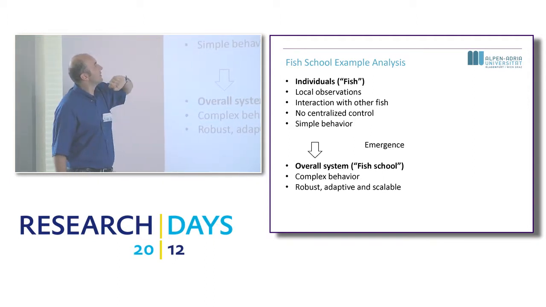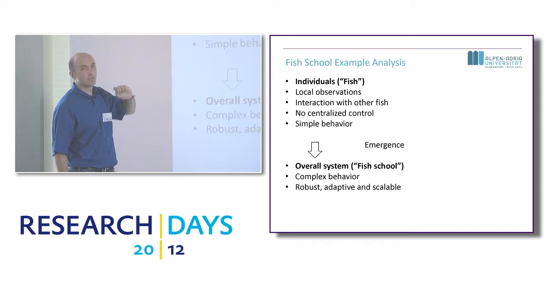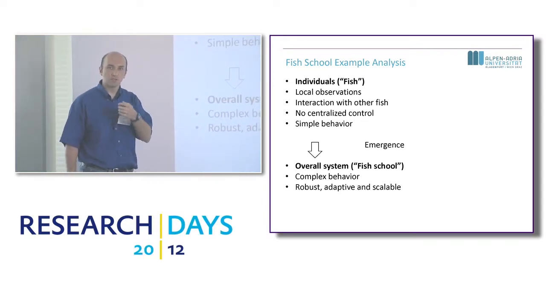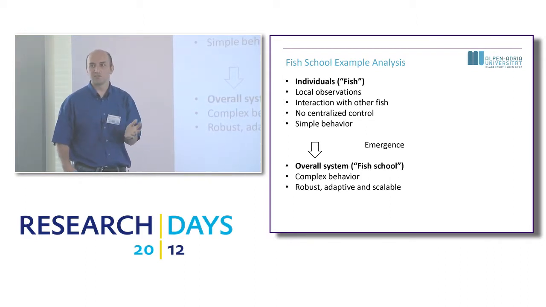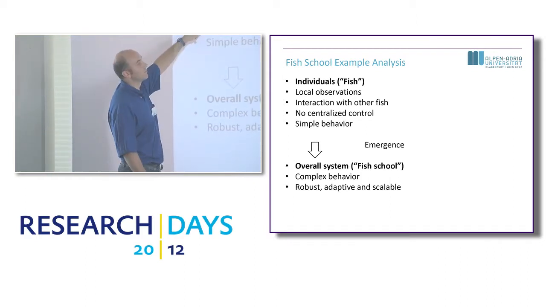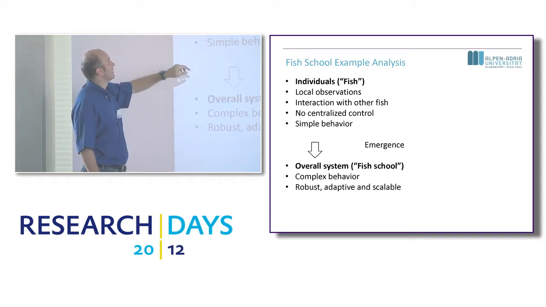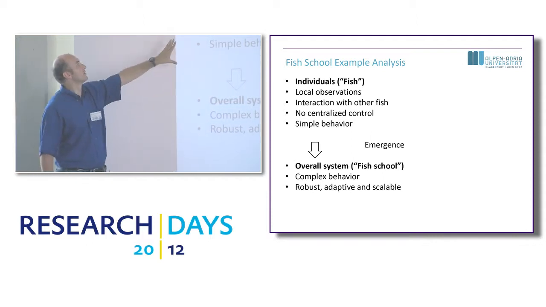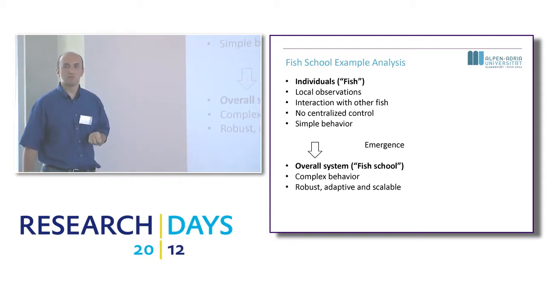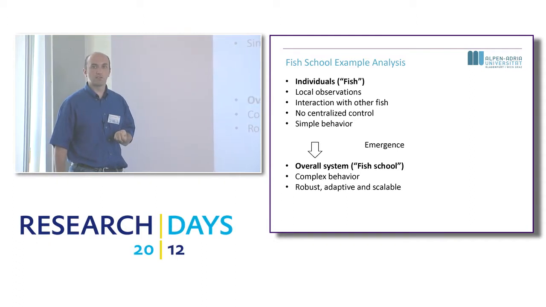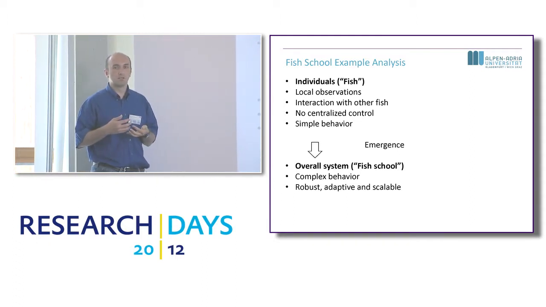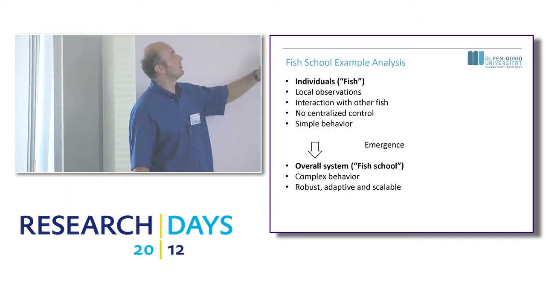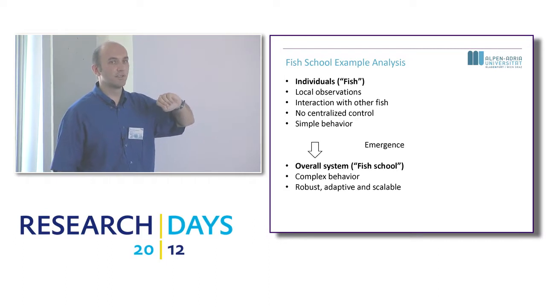There are interactions with other fish, but they are quite simple because it was just, if you see another fish, go closer, but not too close. That's it. So this is a very simple rule, easy to implement. There is no centralized control, and as I said before, it's simple. So implementing these rules would be quite easy. And if you imagine a technical system where we have a similar model, we have some agents that interact with each other.